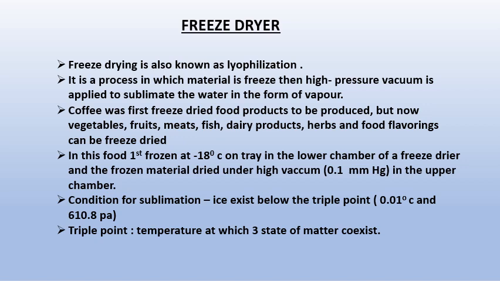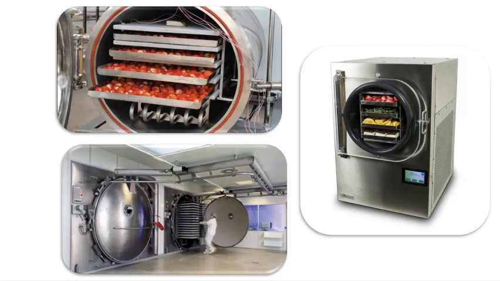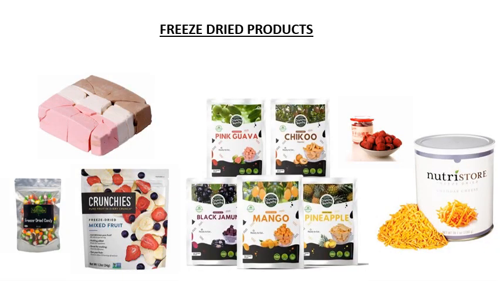upper chamber. Condition of sublimation: ice exists below the triple point, that is 0.01 degrees Celsius and 610.8 Pascal. Triple point: temperature at which three states of matter coexist. So this is the pictorial representation of a freeze dryer, and these are some pictures of freeze dried products.